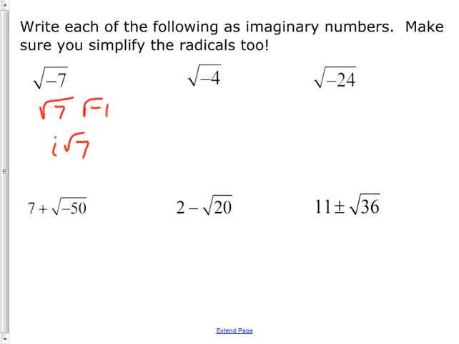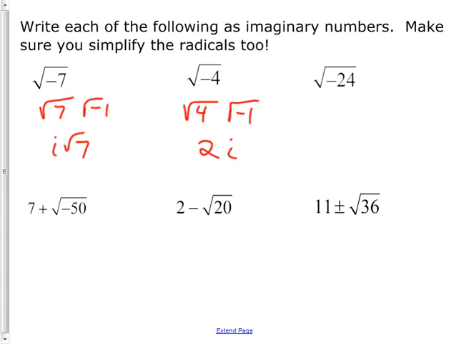Try the next one. Square root of negative 4. So hope you said it was the square root of 4 times the square root of negative 1, which would be 2 times, what's the square root of negative 1 again? How many had 2i as your answer? Good. Okay, square root of negative 24.